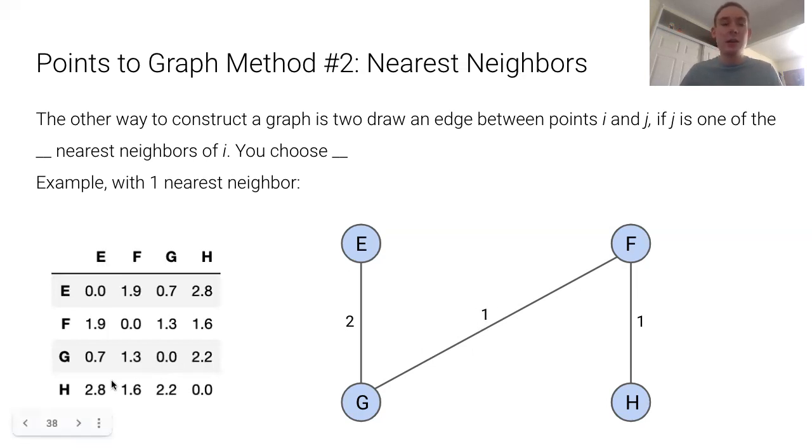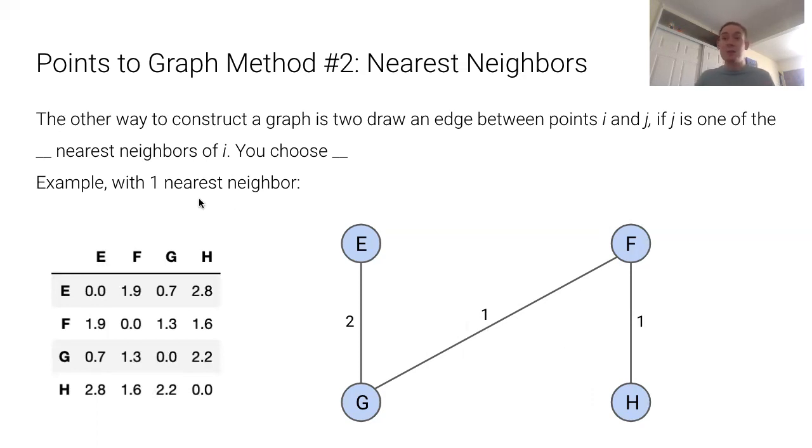And it's a similar scenario for point H, or vertex H. The closest neighbor of H is F. So we draw an edge between F and H, again because F is the nearest neighbor of H. But because the nearest neighbor of F is not H, F likes G more than it likes H, we're not going to increase the weighting of this edge. This edge only has weight 1. So that's how you would do this if you just wanted to choose one nearest neighbor.